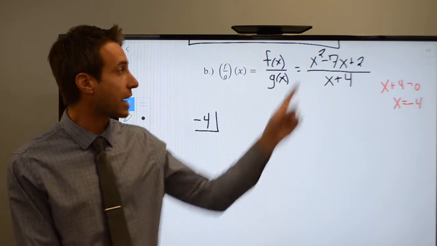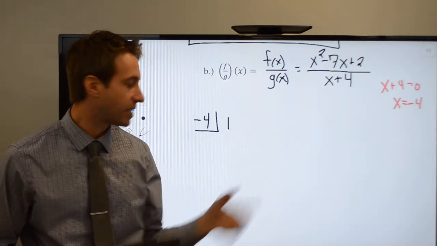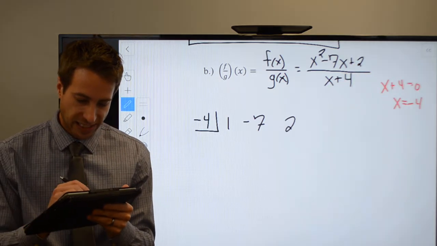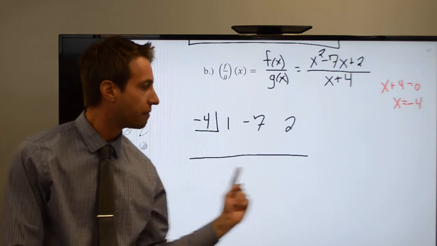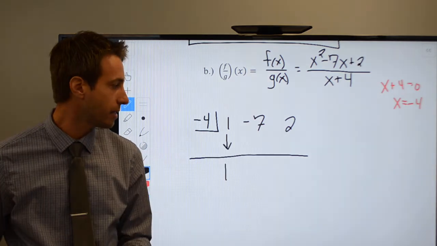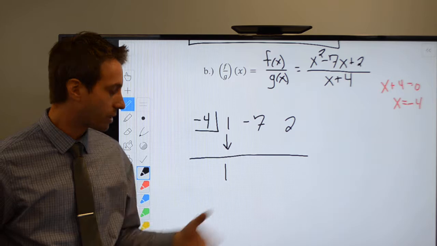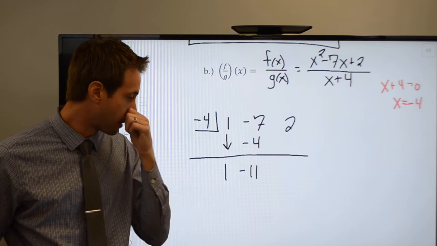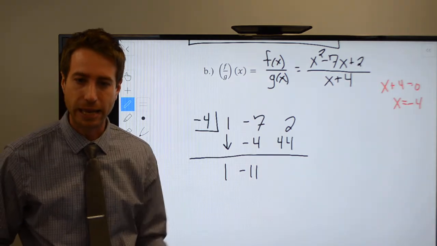Since I don't need any placeholders, I just pull out my coefficients. So, 1, negative 7, and a positive 2. Set up a bar to separate my work from my final answer, my quotient. Bring down that first coefficient, and then we multiply and add until we run out of numbers. Negative 4 times 1, minus 4. That's going to be a negative 11. Negative 4 times a negative 11 is going to be a positive 44.